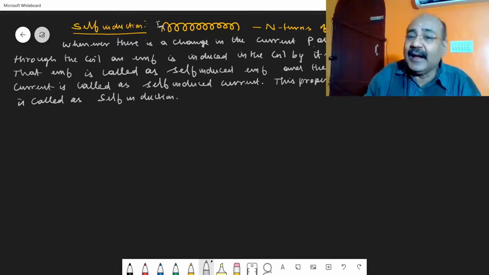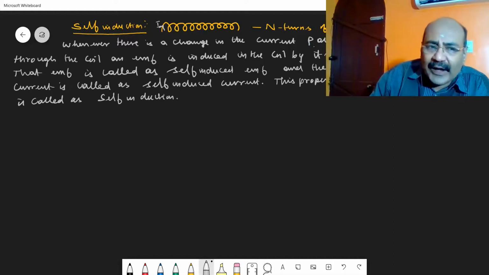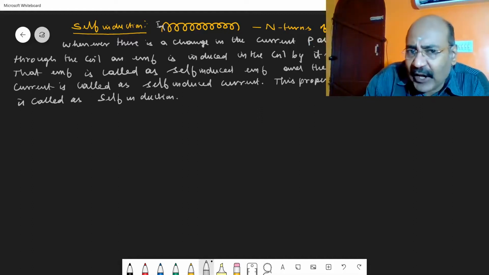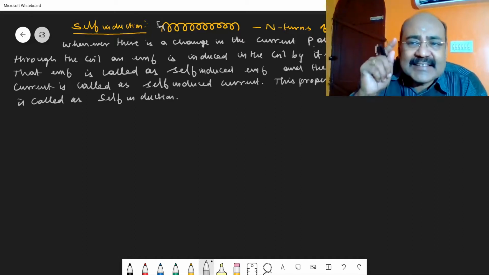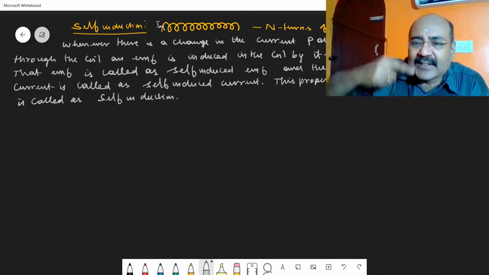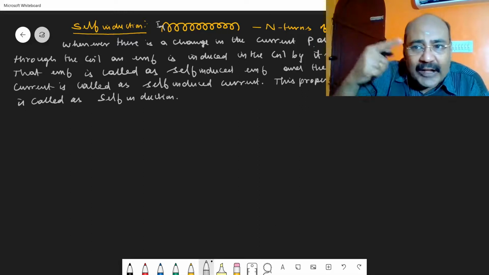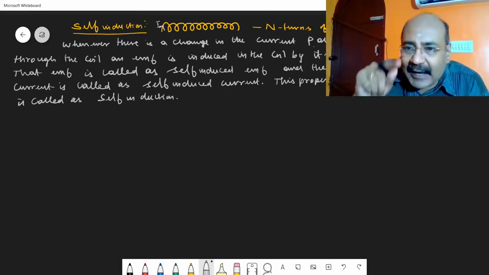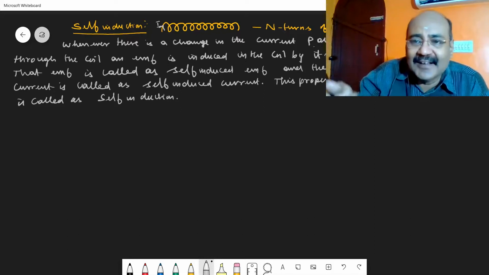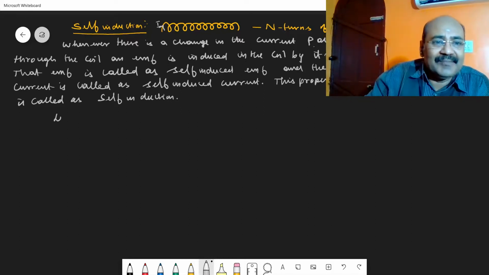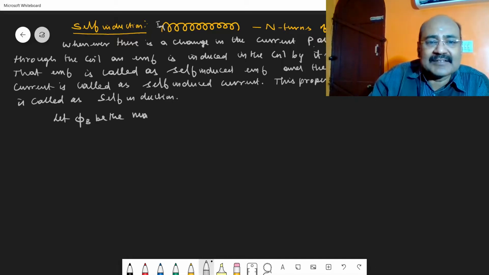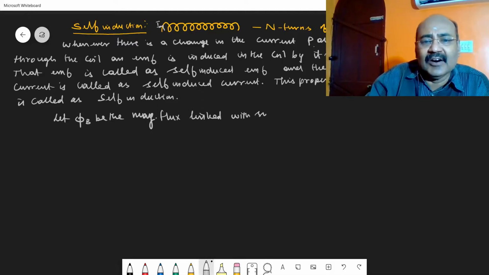Now let us obtain an equation. We are going to derive the equation. Here you have a coil of wire with n turns. Let us consider a single turn. When the current is passing through that single turn, a magnetic field will be developed. The coil will have an area, so magnetic field multiplied with the area will give a flux. Let phi B be the magnetic flux linked with a single turn of the coil.